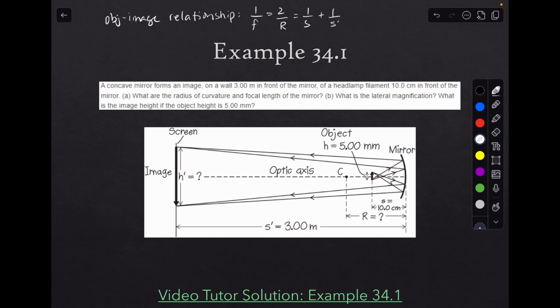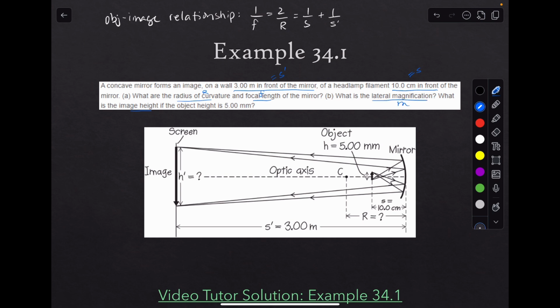So we have a concave mirror, all right? It forms an image, and that image is on a wall 3 meters in front of the mirror. So the image is 3 meters in front of the mirror, so that's going to be S prime. The object is a headlamp filament that's placed 10 centimeters in front of the mirror. So that is the object distance. And the question is, what's the radius of curvature? That's R. What is the focal length, F? And the lateral magnification, M.